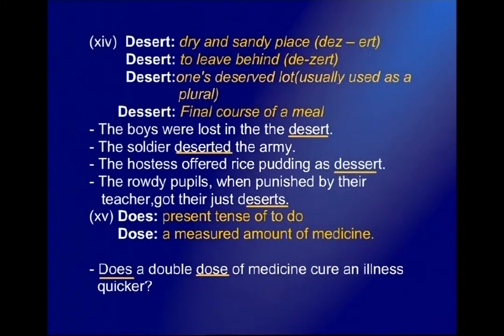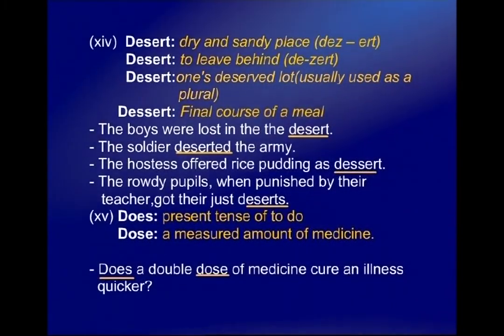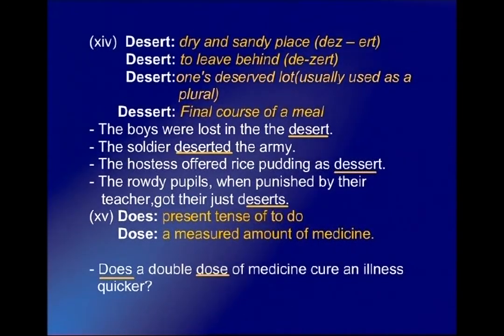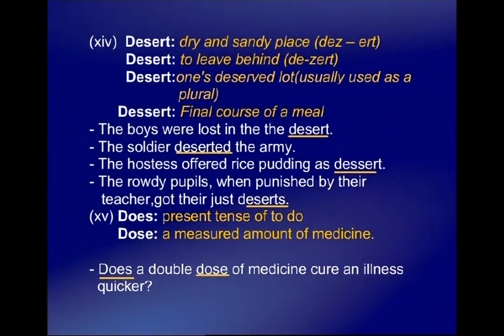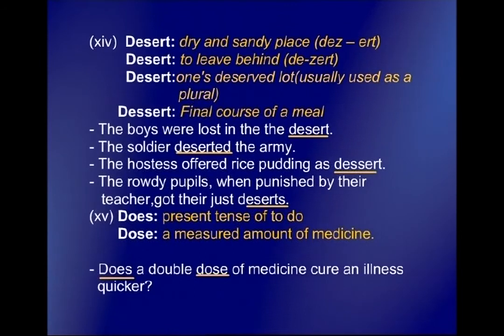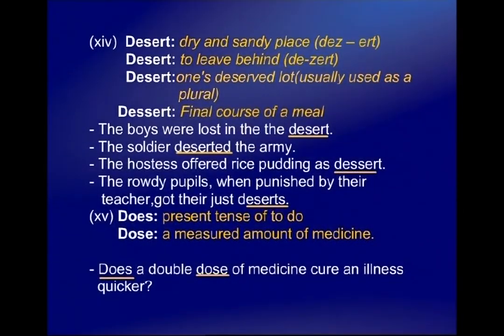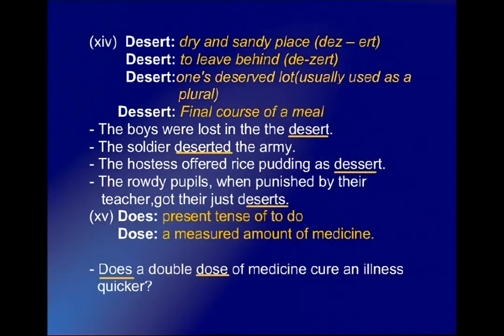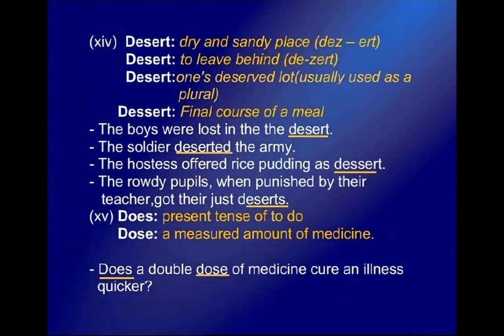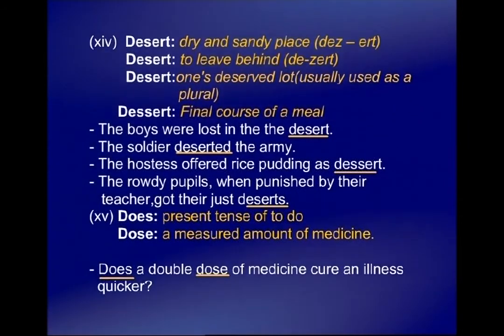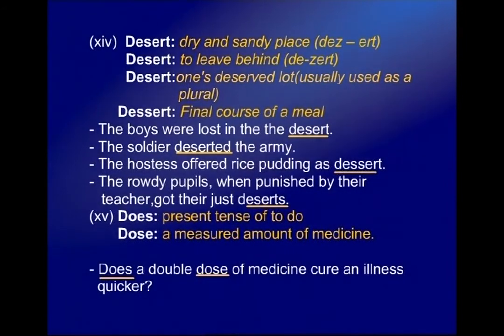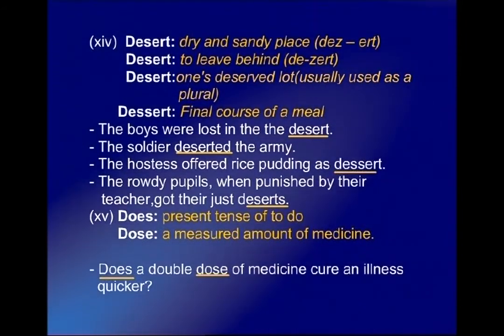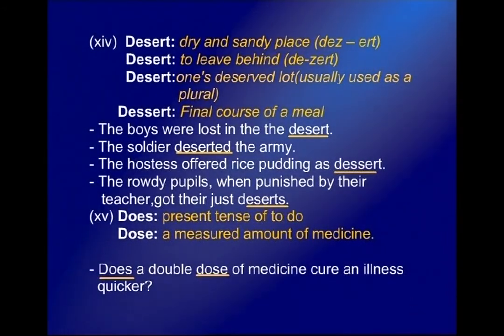The next group of words that are confused are desert, desert and dessert. Three variations, two of them are spelled exactly the same way. The third one has a double S. The first meaning of desert is dry and sandy, a sandy place. And the other one is desert, to leave behind. The third is dessert, which is the final course of a meal.